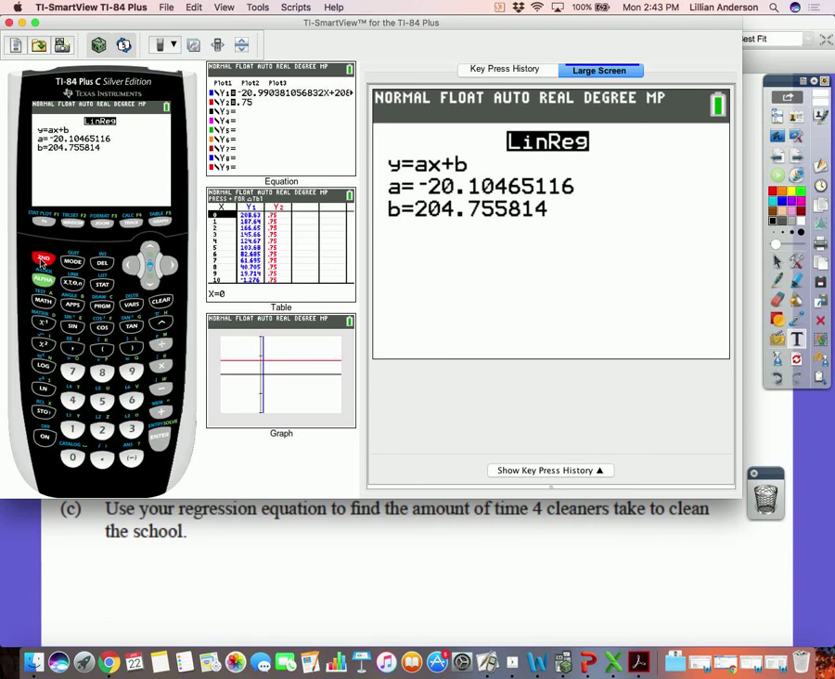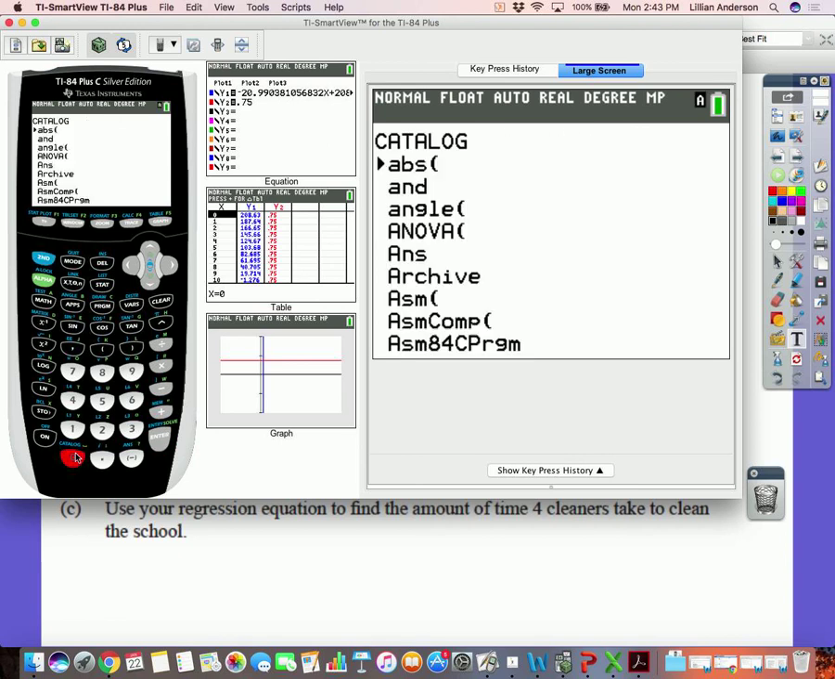You press the second button, then you press the 0 button. It takes you to the catalog. This is where all the stuff lies if you forget where something is. And because I need to turn my diagnostic on, I'm going to click the x to the -1 button. This button right here. It is 2 buttons underneath the green button.